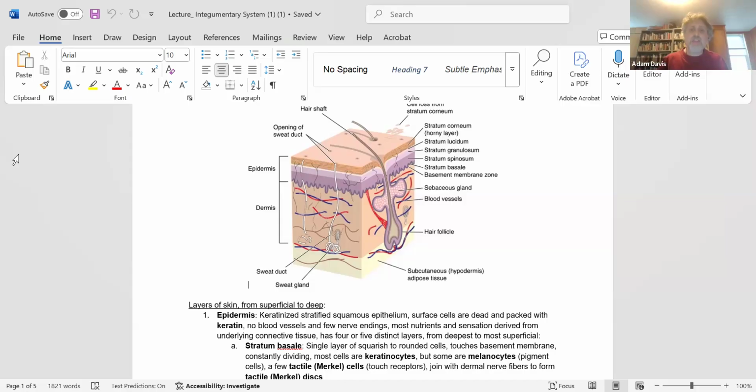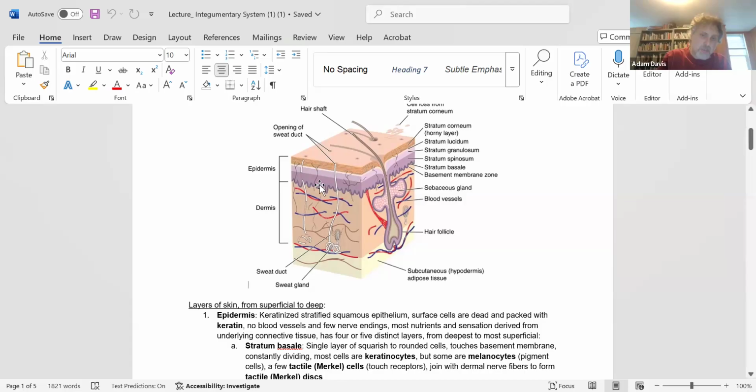Pivoting back. So that's the stratum basale. It's going to be a single layer of cells, more cuboidal than squamous, constantly dividing, mostly keratinocytes, standard skin cells, some melanocytes, pigment-producing cells, and a couple of tactile or Merkel discs for sensory reception. Not a lot, but a few. Now, let's move a little higher.